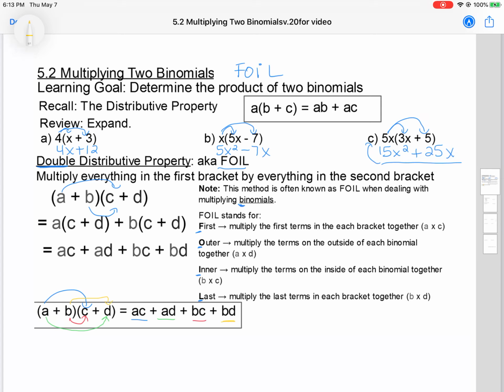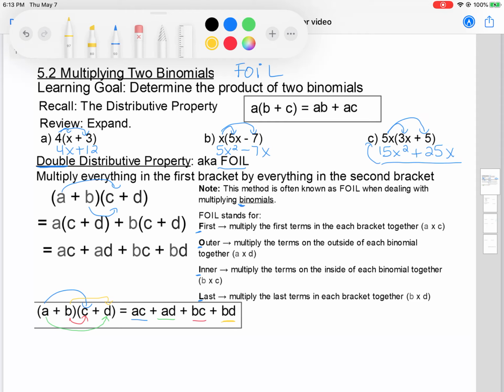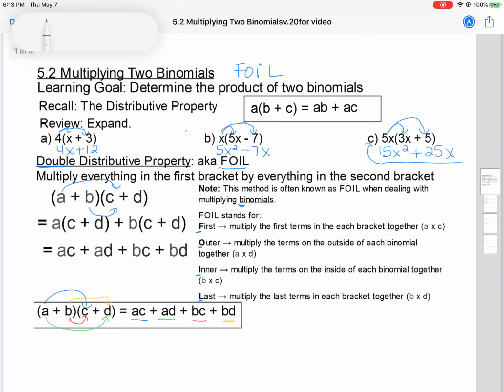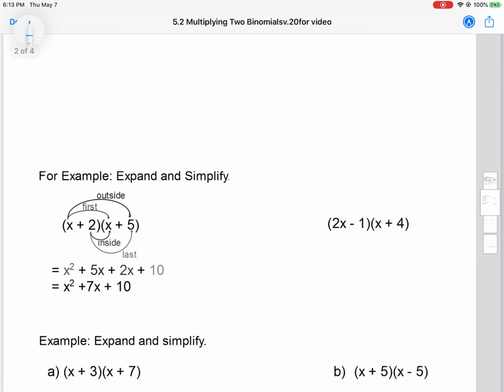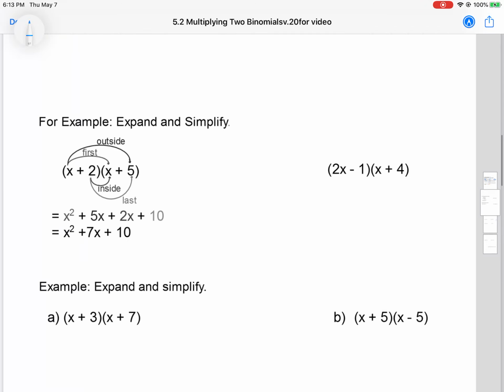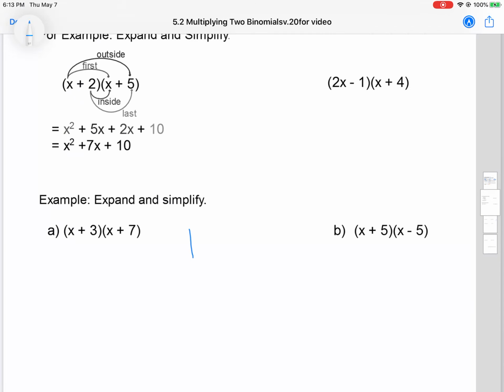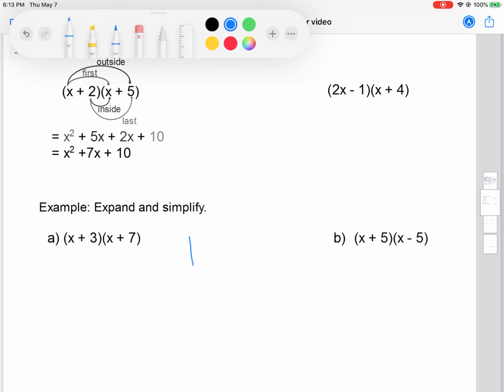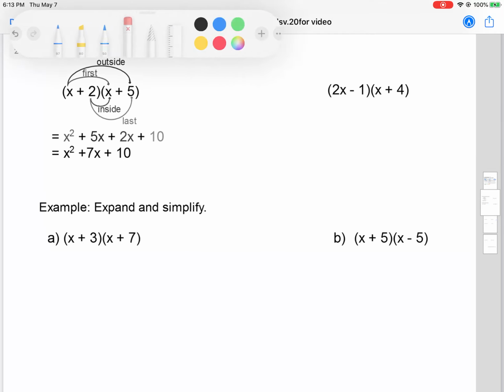And it really doesn't matter which one you technically do first. It's more about making sure that you're multiplying every term in the first bracket by every term in the second bracket. And then you're going to see that this also involves collecting like terms, which is also a skill from grade 9. Okay? All right.